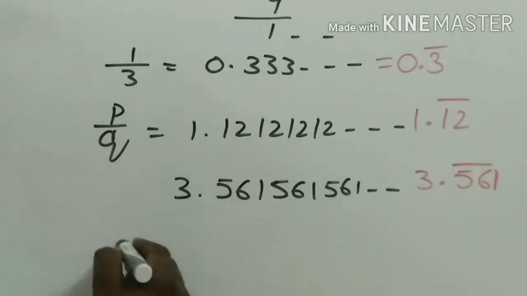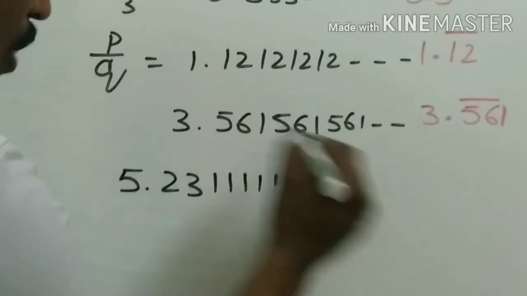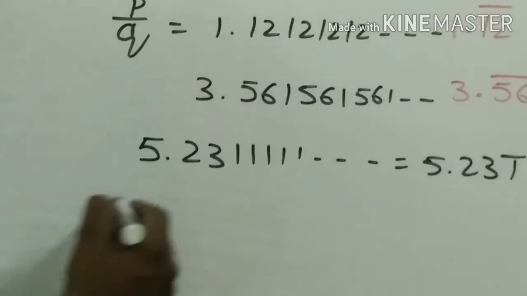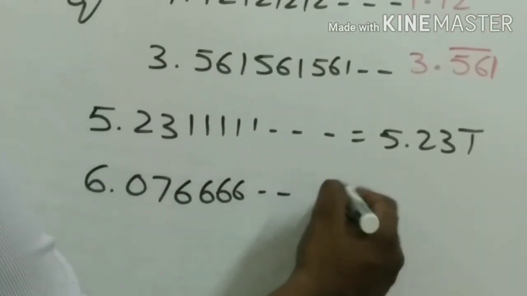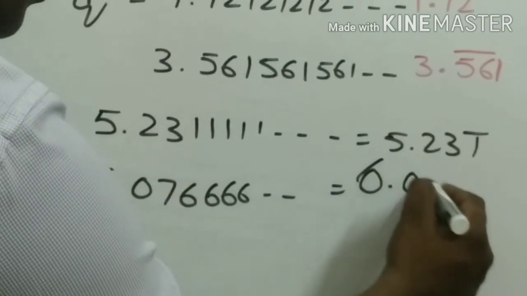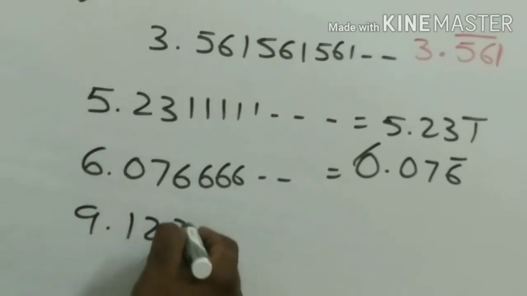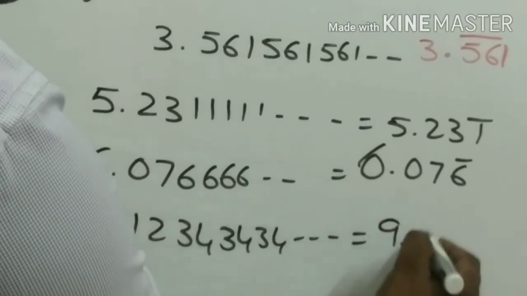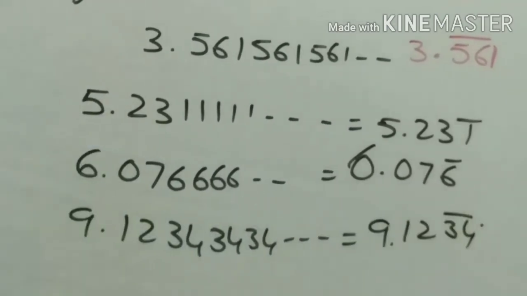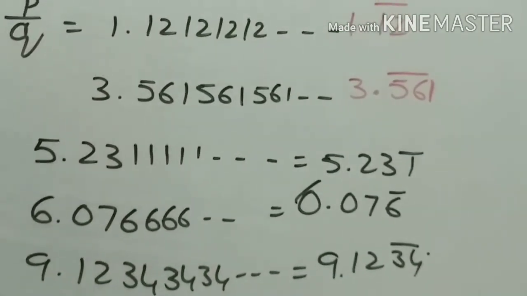Now I will give you somewhat different decimals, like 5.23111 and so on. That means 5.231 bar only. Then 6.076666 and so on, which is 6.076 bar. Or 9.12343434 and so on, so 9.1234 bar. By observing these many examples, what can you observe?